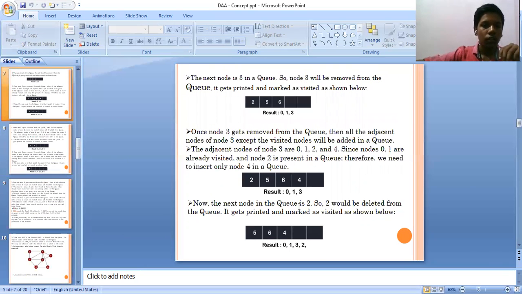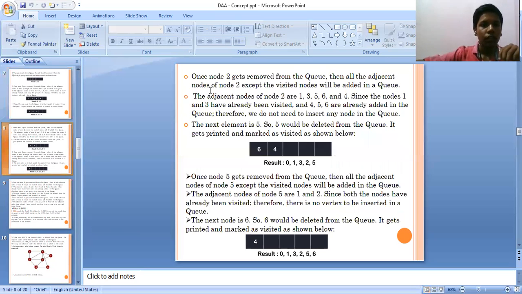Now the next node in the queue is 2, so 2 would be deleted from the queue and it gets printed and marked as visited as shown below. Once node 2 gets removed from the queue, then all the adjacent nodes of node 2 except the visited nodes will be added in the queue. The adjacent nodes of 2 are 1, 3, 5, 6, and 4. Since nodes 1 and 3 have already been visited and 4, 5, 6 are already added in the queue, therefore we do not need to insert any node in the queue.